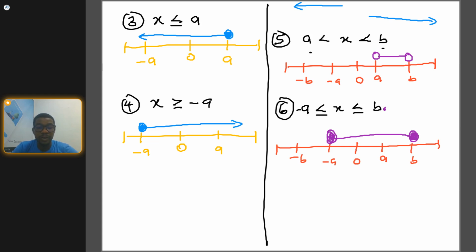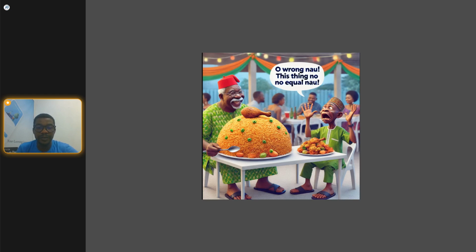We have been able to discuss the concept of inequality using a real life representation. This is what we use to explain the concept of inequality, that if this is Mr. A and this is Mr. B, that means Mr. A's food is greater than that of B, and Mr. B's food is less than that of A. We also discussed inequality in one variable, inequality combinations and ranges, and also the graphical representation of inequality.